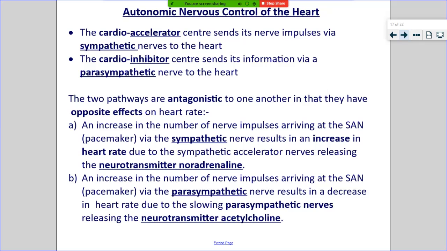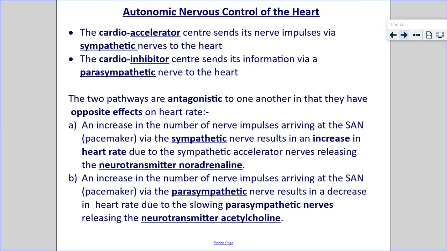So the autonomic nervous system is made up of a cardio accelerator center and a cardio inhibitor center. If you break that down, cardio basically relates to the heart. Accelerator, if you think about a car, if you press the accelerator, it speeds the car up. Inhibitor, if you think about what it does in terms of enzymes, well, it slows them down, or it stops them from working. So there's like an accelerator and a brake, if you like, for the heart.